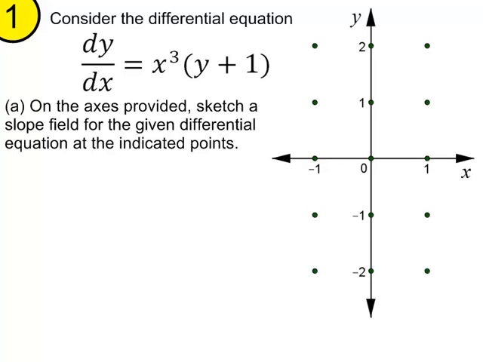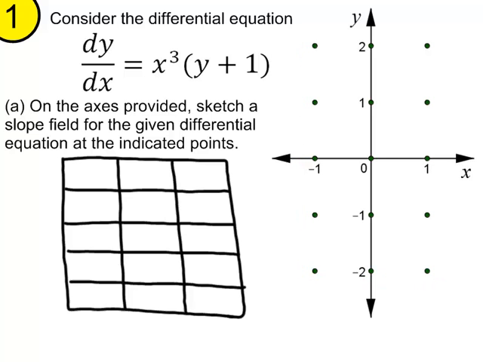Let's just review real quickly the process for constructing a slope field. I strongly recommend making a table. Now, given that the indicated points represent 1, 2, 3 x values across and 1, 2, 3, 4, 5 y values up and down, we'll make our table accordingly: 3 columns across and 5 rows up and down.